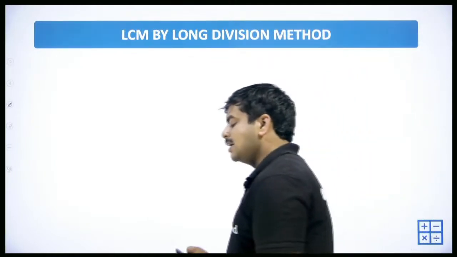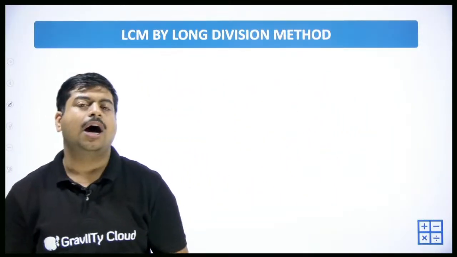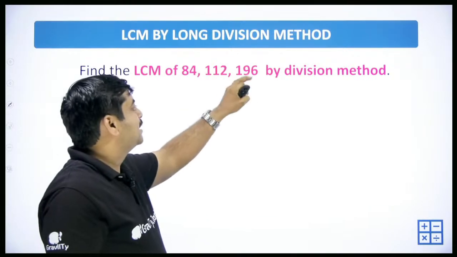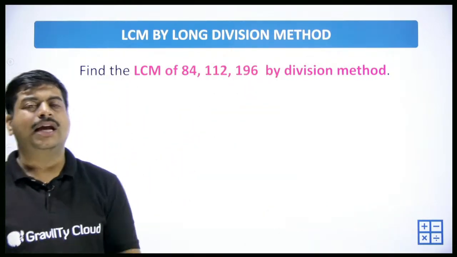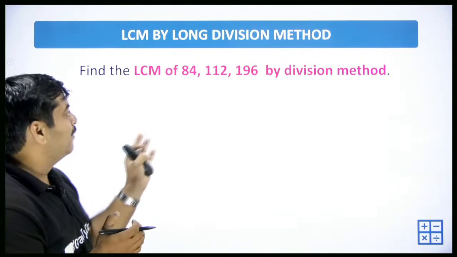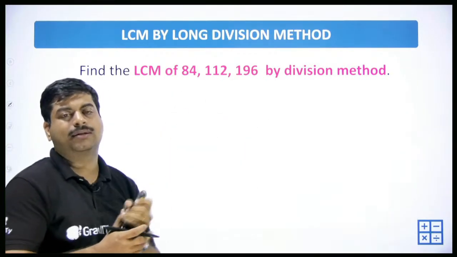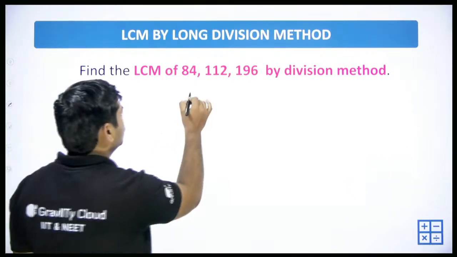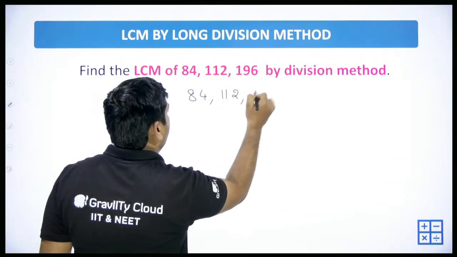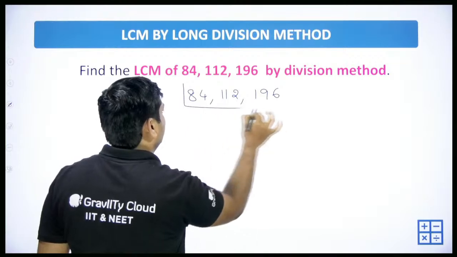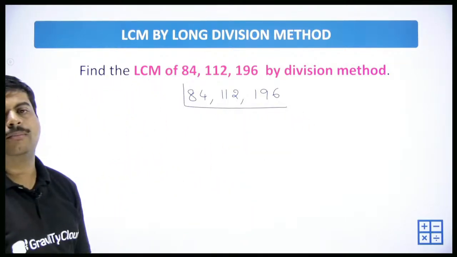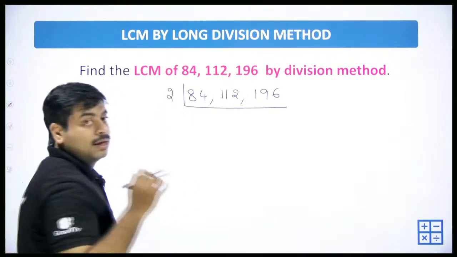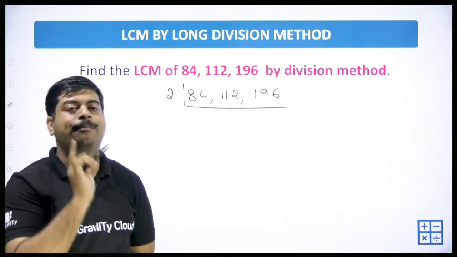Now, let's try to find the LCM by the long division method. How to go with the long division method? Let's see here. Find the LCM of 84, 112, 196 by division method. Now carefully understand, the method is the same for any number of numbers. We have 3 numbers here. The method is the same even if you have 4 numbers, even if you have 5 numbers. So, 84, 112 and 196. Let us try to divide all the numbers with one common factor. Let's start with 2, and be sure that we are dividing only with prime numbers.